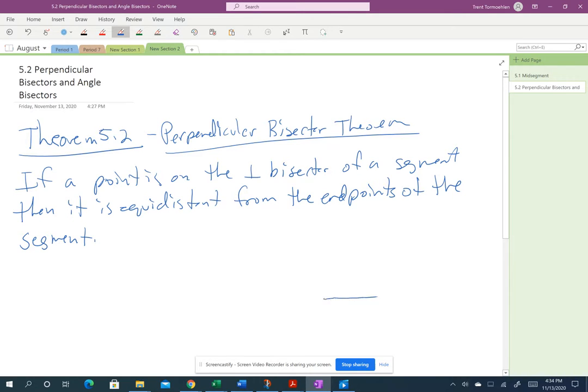So we start with a segment, and then we're going to bisect it, which means we're going to go through the midpoint. That's bisecting. And then it's going to be perpendicular, which means it's going to be a right angle. That is the perpendicular bisector of that segment. We can call the segment AB if we want. What this theorem says is, if we grab a point on that, so point C, then it is going to be equidistant, the same distance away from the endpoints, which means the distance from A to C is the same as B to C. So to prove this theorem, we would need to show that AC is congruent to BC.